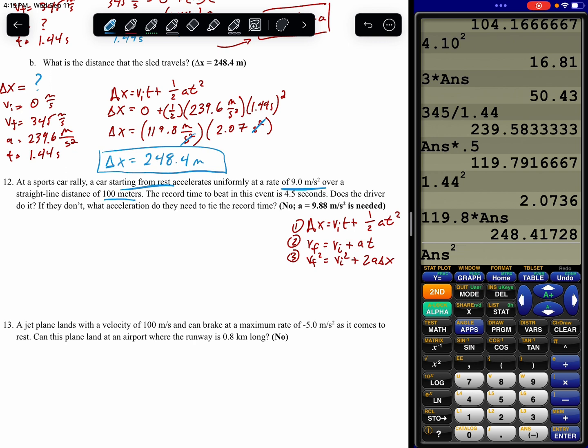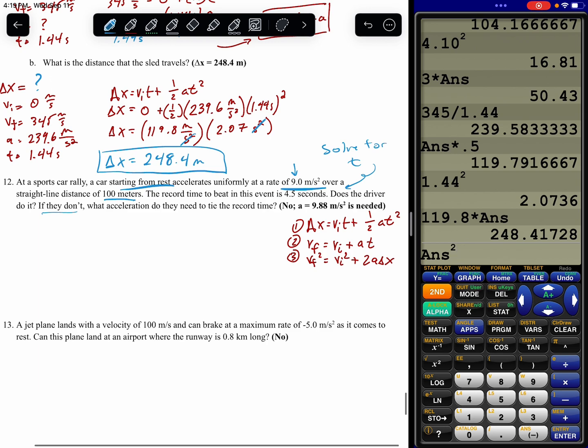So we are going to solve for a time, and then we're going to compare it and see if it's shorter than 4.5 seconds or if it took longer than 4.5 seconds. If it's longer than 4.5 seconds, that means they didn't get the record, so what acceleration do they need? If it wasn't quick enough, obviously they aren't getting as much acceleration as they need to. So we have to boost that 9 meters per second squared to be a bigger number.